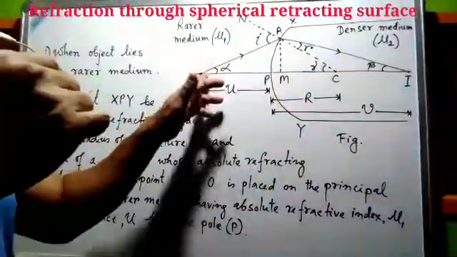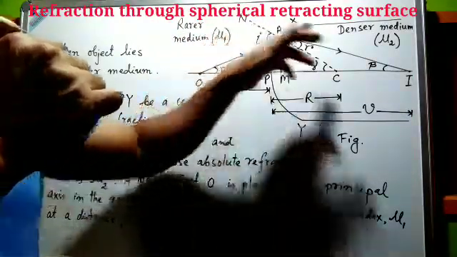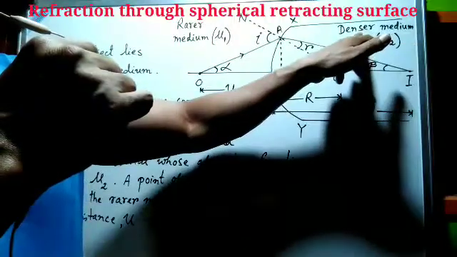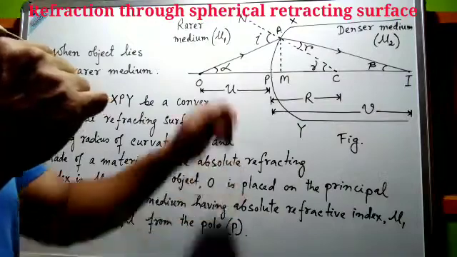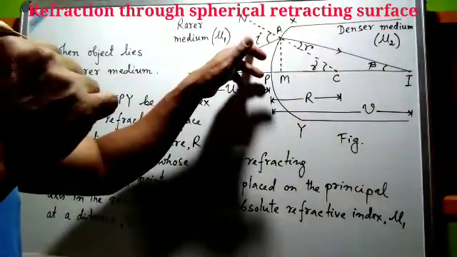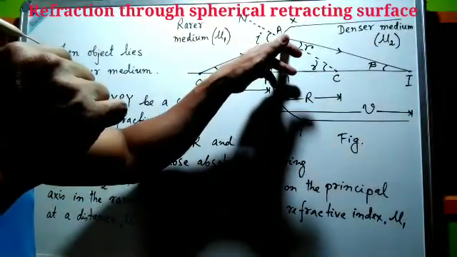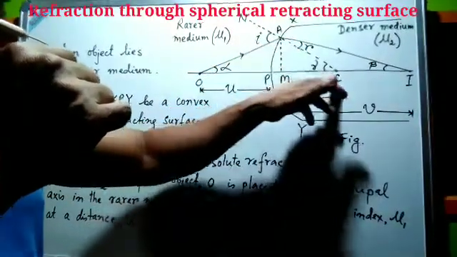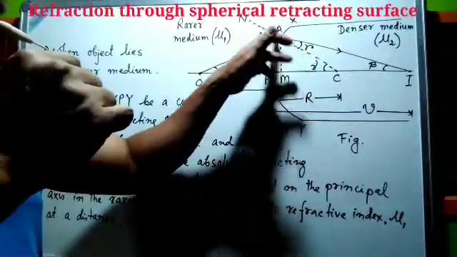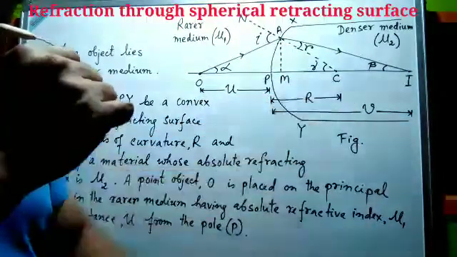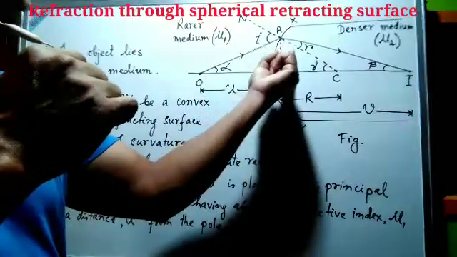And here object O is placed in the rear medium having absolute refractive index mu1, and this mu2 represents absolute refractive index of the denser medium, that is spherical refracting surface. Here I represents angle of incidence, angle between incident light ray and the normal at point of incidence capital A. In this figure CN, this dotted line represents a normal line and it should be always passing through the center of curvature. Here light is traveling from rear medium to denser medium.